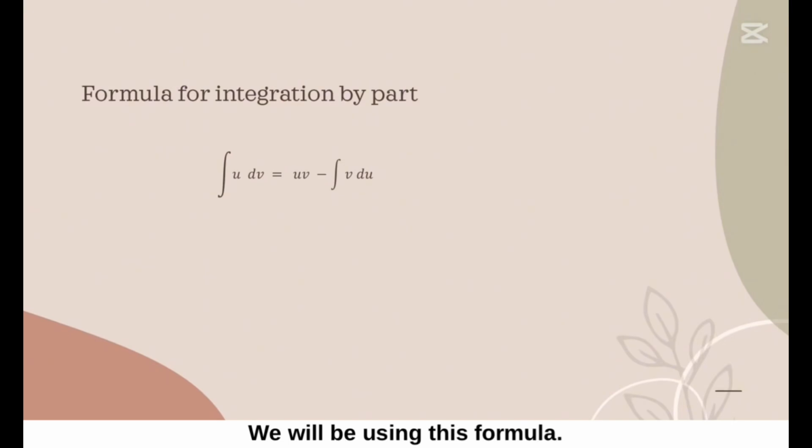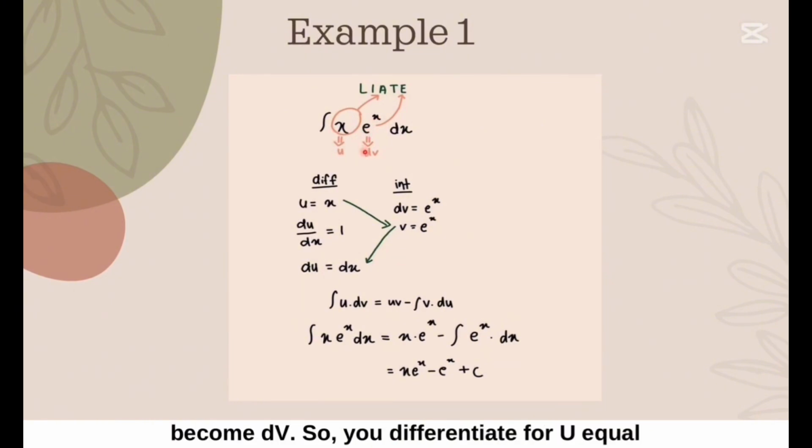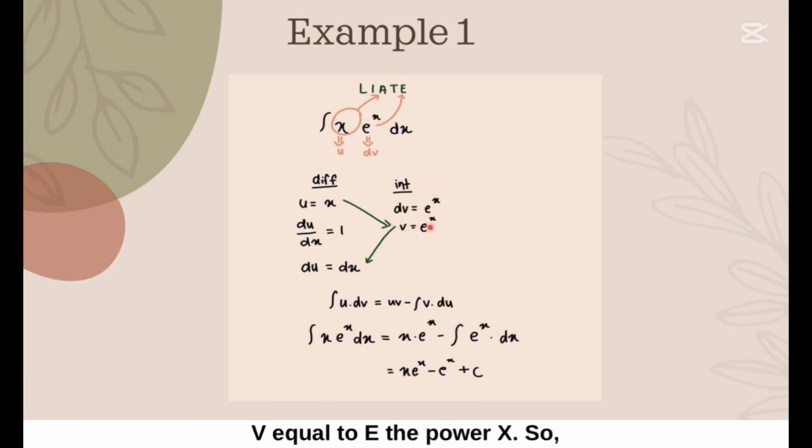We will be using this formula. For example 1, integrate x e to the power x dx. If you can see, I already made it. As we know, x is algebraic and e to the power x is exponential. So x will become u and e to the power x will become dv. You differentiate u equal to x, du over dx equal to 1, du equal to dx. Integrate dv equal to e to the power x, v equal to e to the power x.